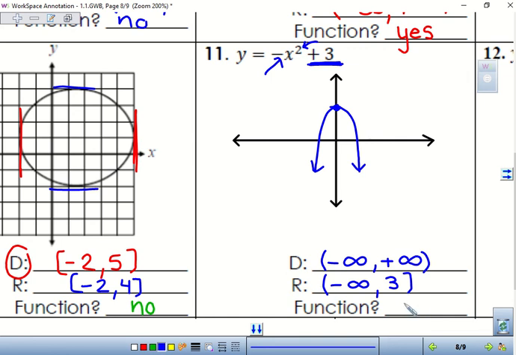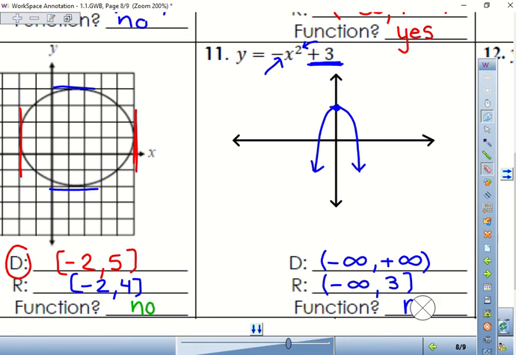Is it a function? Oh, I meant to say, I said yes in my head, but I was writing no. I don't know why. It's yes. My hand did not want to cooperate.